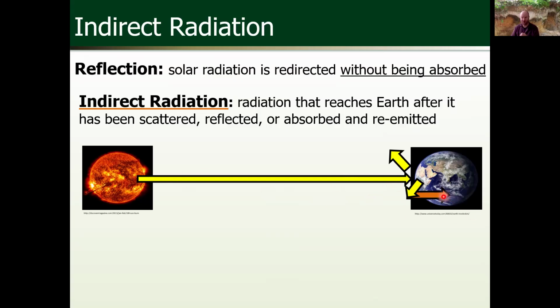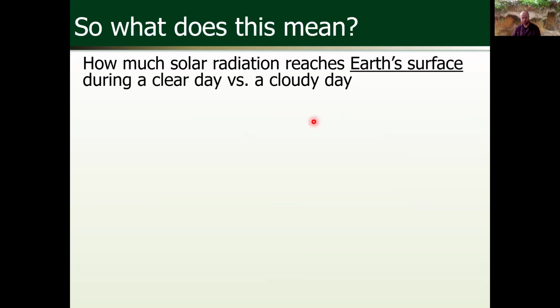There's no net loss in energy based upon the first law of thermodynamics. But it did so later and in a different form. And so this is indirect radiation. It's all of the radiation that was either scattered, reflected, or absorbed and re-emitted.